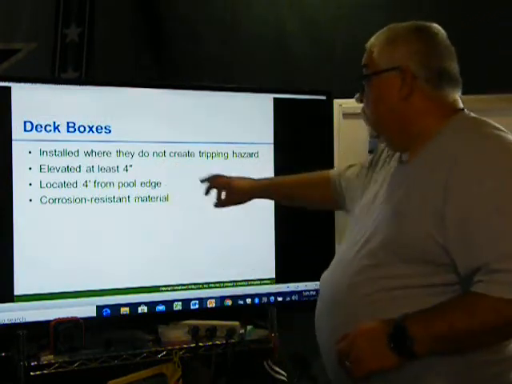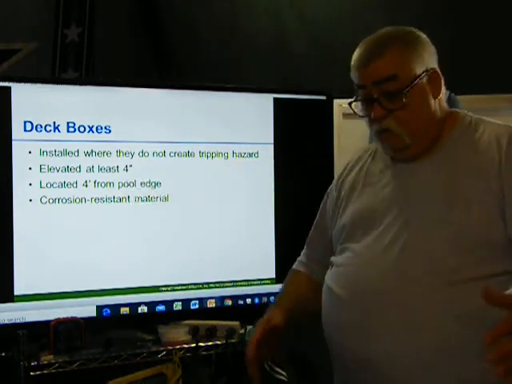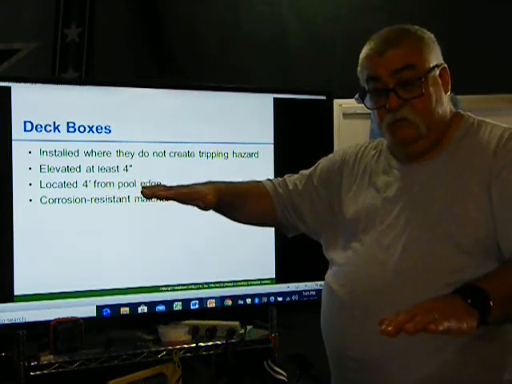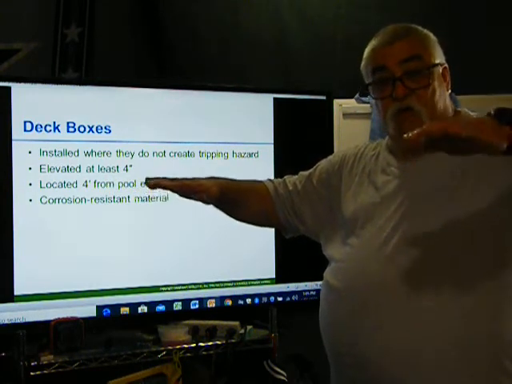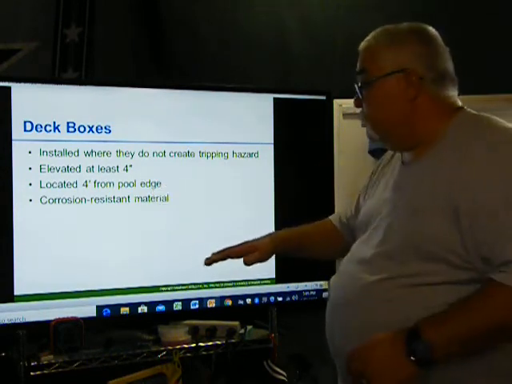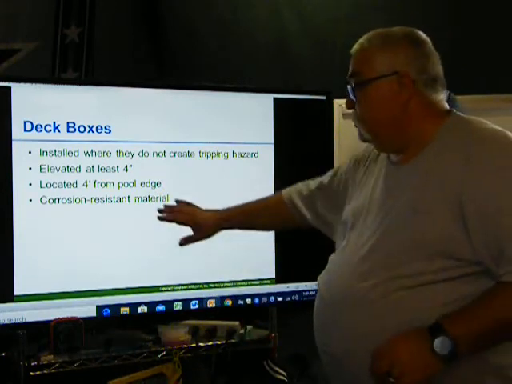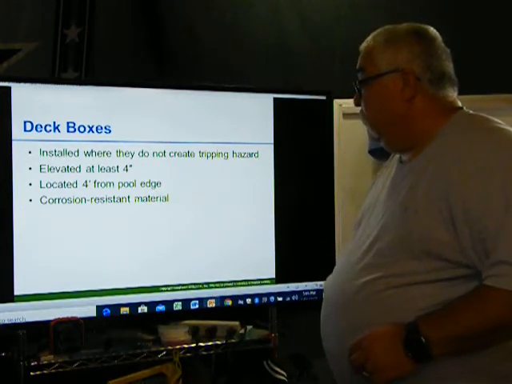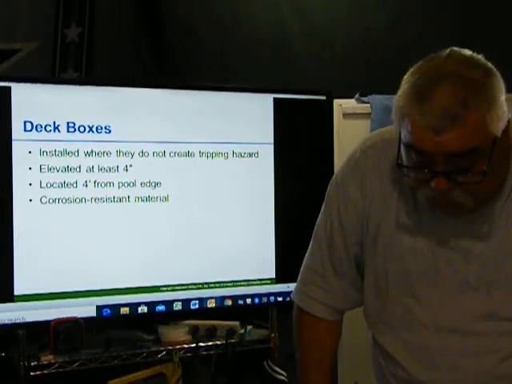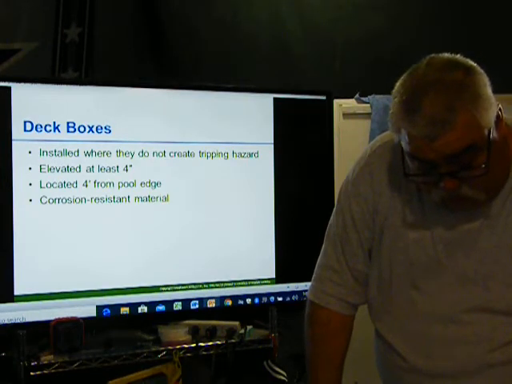They are installed so they do not create a tripping hazard, elevated at least 4 inches above the grade level. Well, if the water goes all the way to the top, what happens? Now water can get back up to it, so it can be a dangerous situation. That's why they are also located 4 feet from the pool edge and made of corrosion resistant material. So again, the material you use: deck boxes must be constructed of corrosion resistant material.